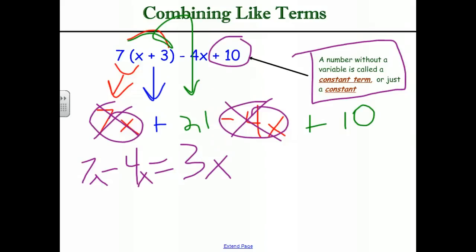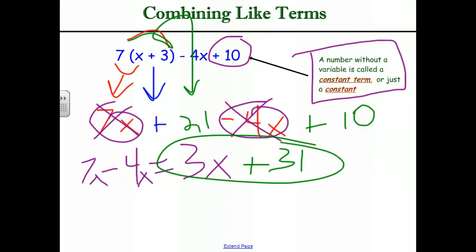Now we have two numbers. Now these are constant terms. We would add these two numbers naturally anyway if we saw them, so we're going to add them here. 10 plus 21 is 31. Very simple, very familiar work. 7x plus 3 minus 4x plus 10 is 3x plus 31.